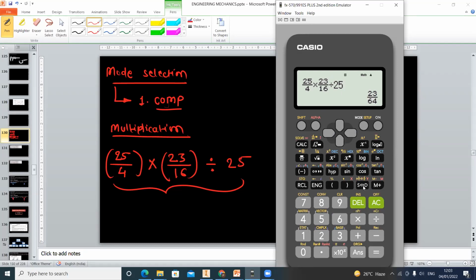So just press this option S to D, so we can convert the fraction into decimal places. So the answer is 0.359375.